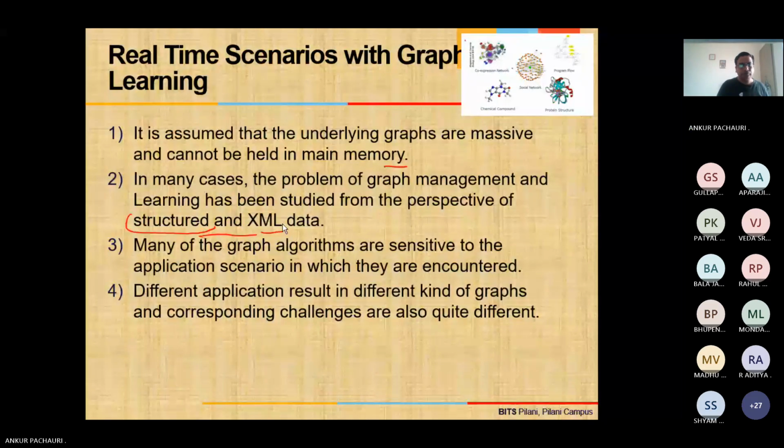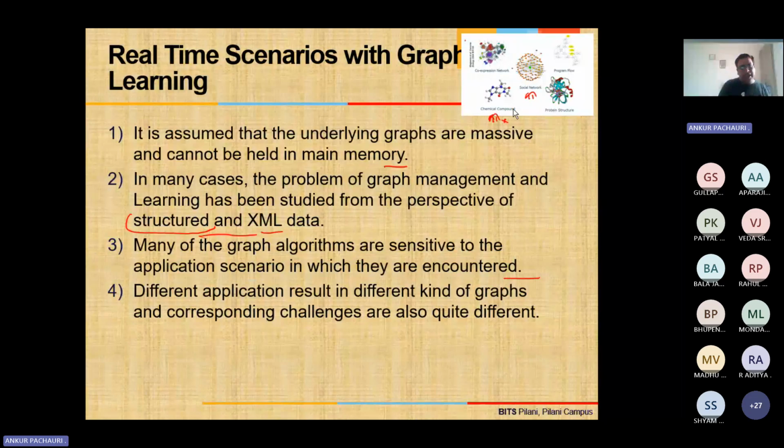But for many of those, researchers have assumed that the data they will work on will be structured or XML data. Many of the graph algorithms are sensitive to the application scenarios in which they have been encountered. As I've already explained, if you change the graph, the same algorithm cannot necessarily be implemented on a different type of graph. For example, if some algorithm works well on a social media network on a single large graph, it will not necessarily be applicable to multiple graphs. We'll have to make certain changes to the algorithm as well as the methodology to use the same idea on a different kind of graph.